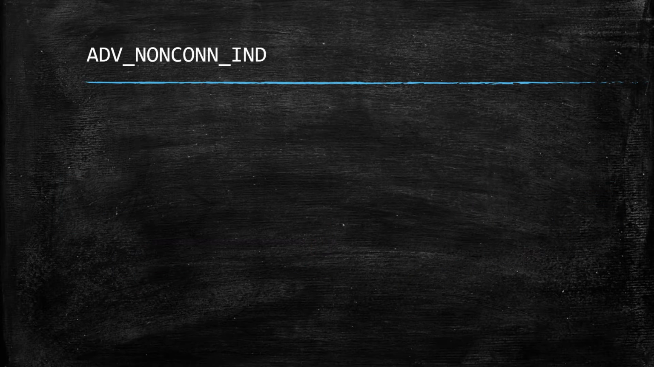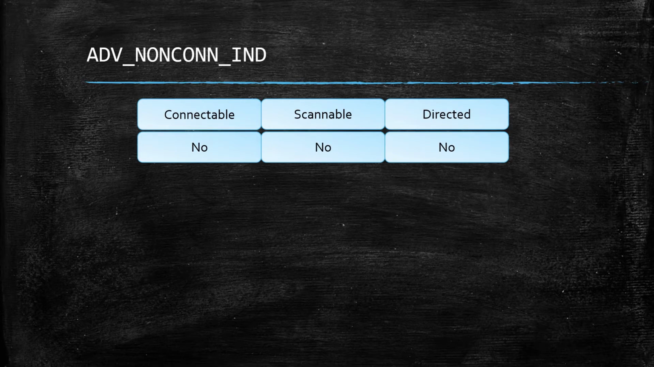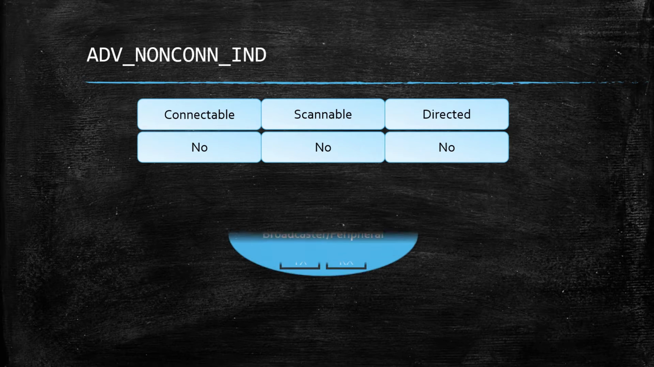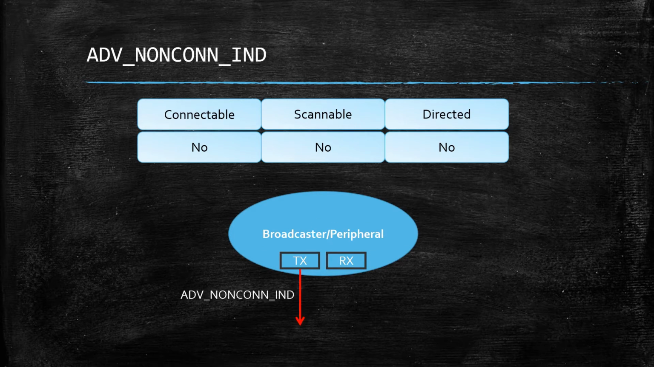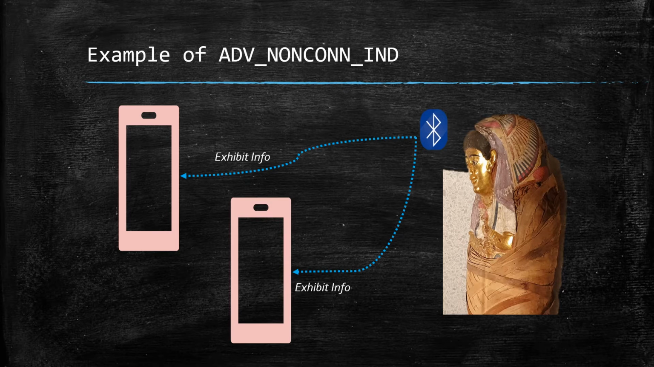The third type is advertising non-connectable indications. Using this type, neither connections are allowed nor scan requests. Both peripheral and broadcaster roles can use this type. Power consumption will be naturally low in this case as the advertiser isn't expected to receive any data. An example of this could be beacons in museums which, say, provide information related to proximity to certain exhibits.